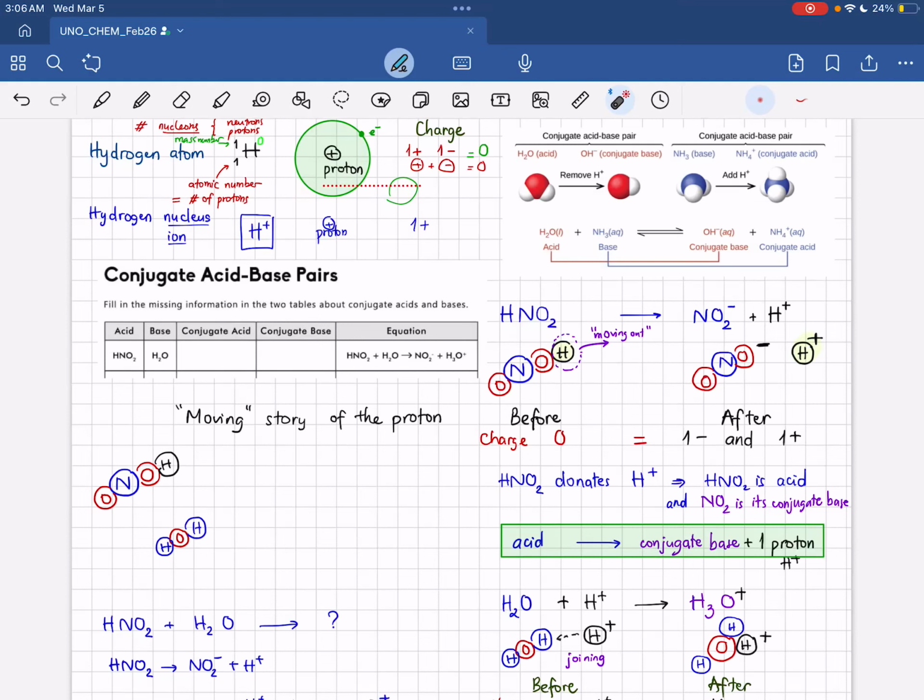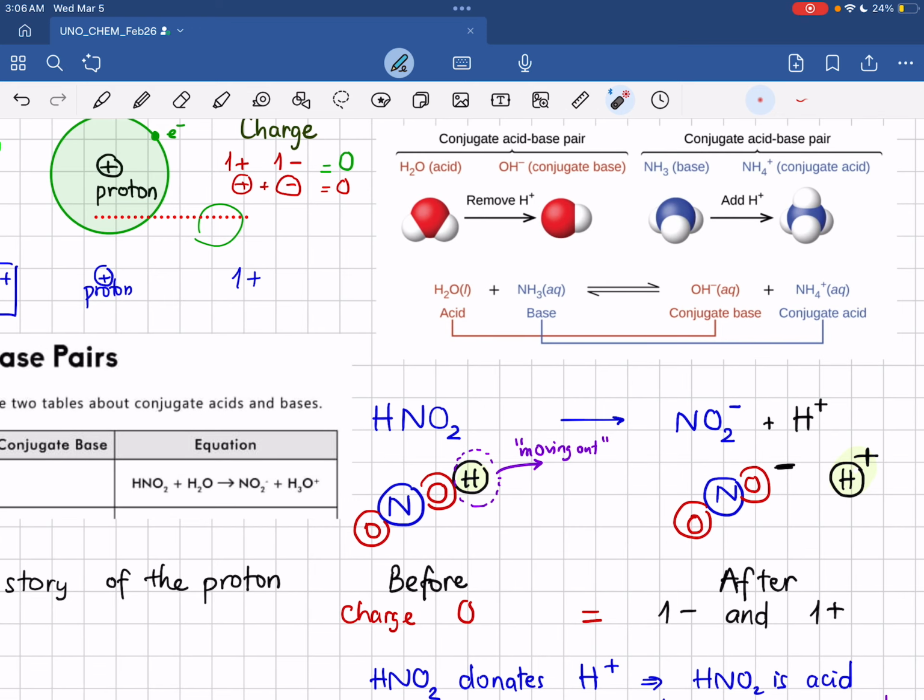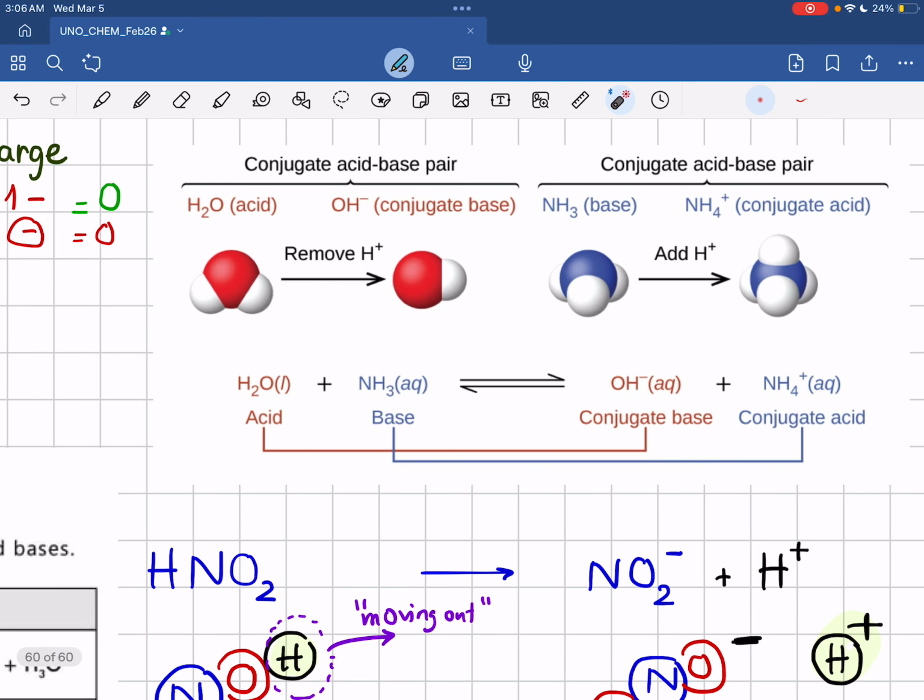Okay, now let's continue to really dive into the review of conjugate acid and base pairs. You can easily find this image online. I just want to highlight something out of this image here. So, here we have a water molecule which acts like an acid. Why? Because it's about to donate the proton away, right?